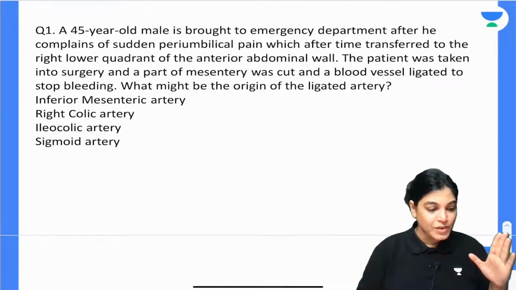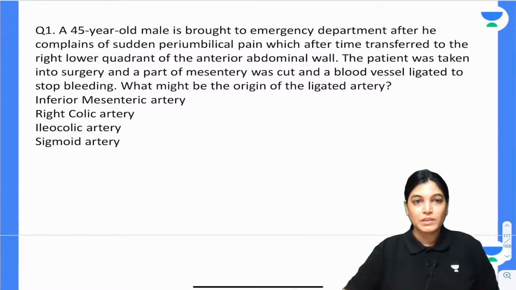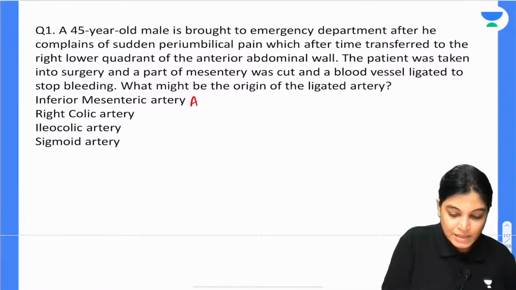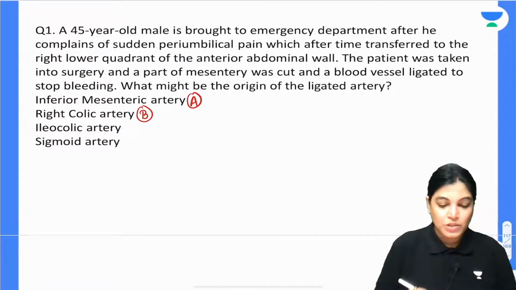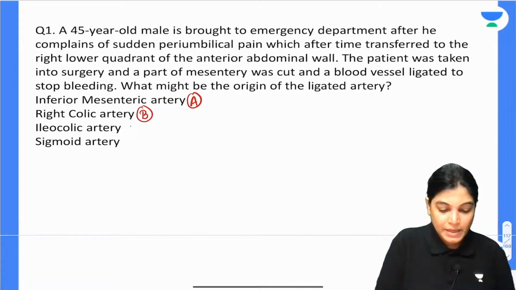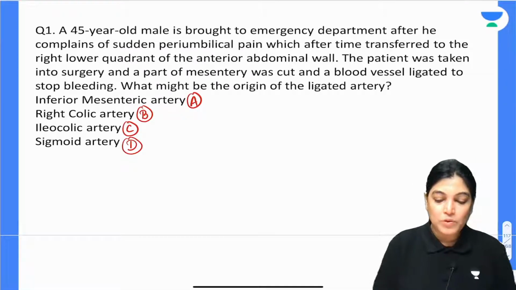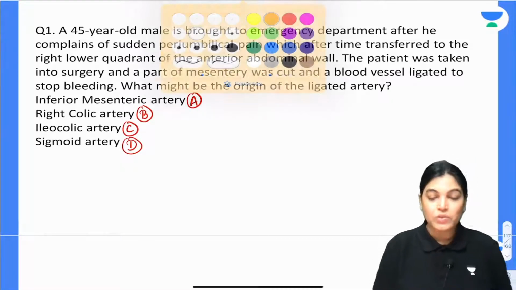So my dear aspirants, we have got 4 options, and you have to go with the correct answer. See here, this is the inferior mesenteric artery, option A. Right colic artery, option B. Ileocolic, which is option C. Sigmoid artery, option D. So you can see 4 options are there, and to proceed to the correct answer I would like to give you the keywords.